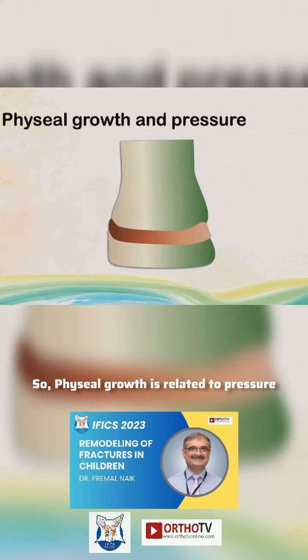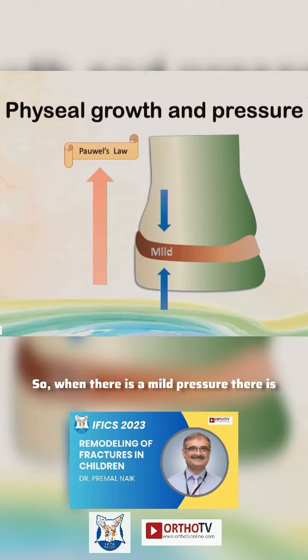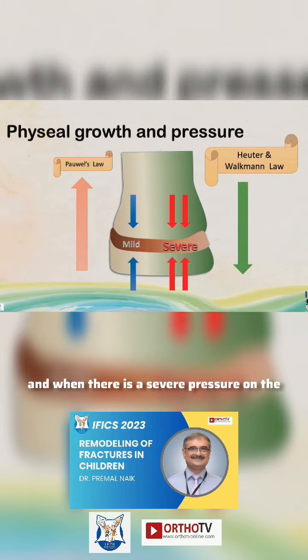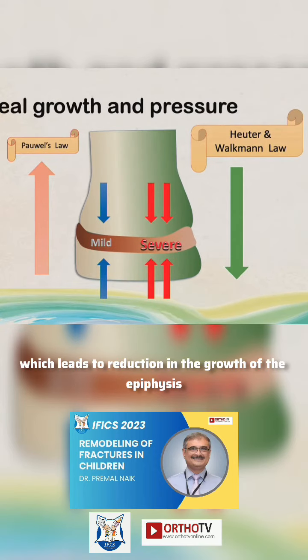So physeal growth is related to pressure. When there is a mild pressure, there is an increased growth on that side, and that is known as Delpech's law. And when there is a severe pressure on the epiphysis, there is Hueter-Volkmann law, which leads to a reduction in the growth of the epiphysis.